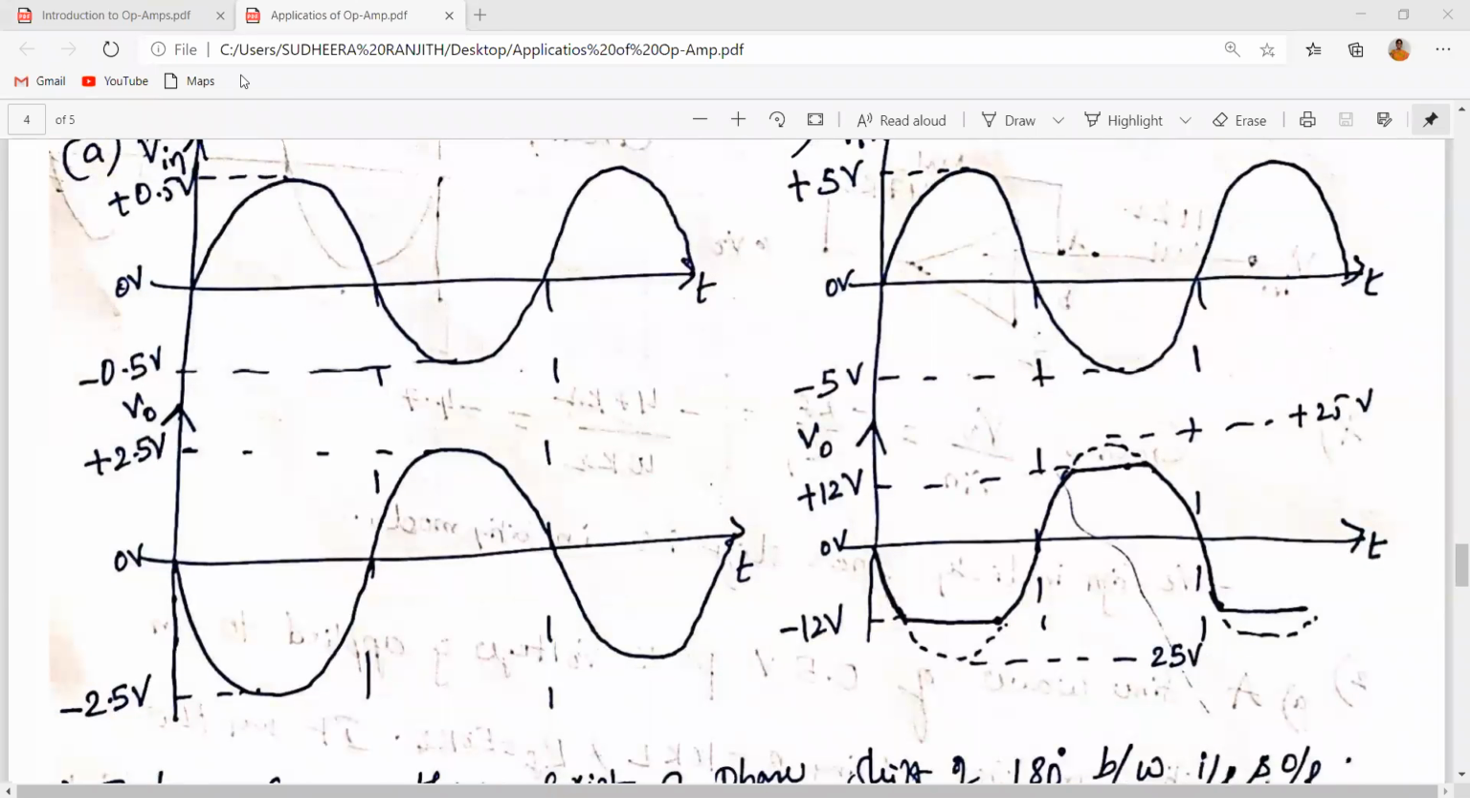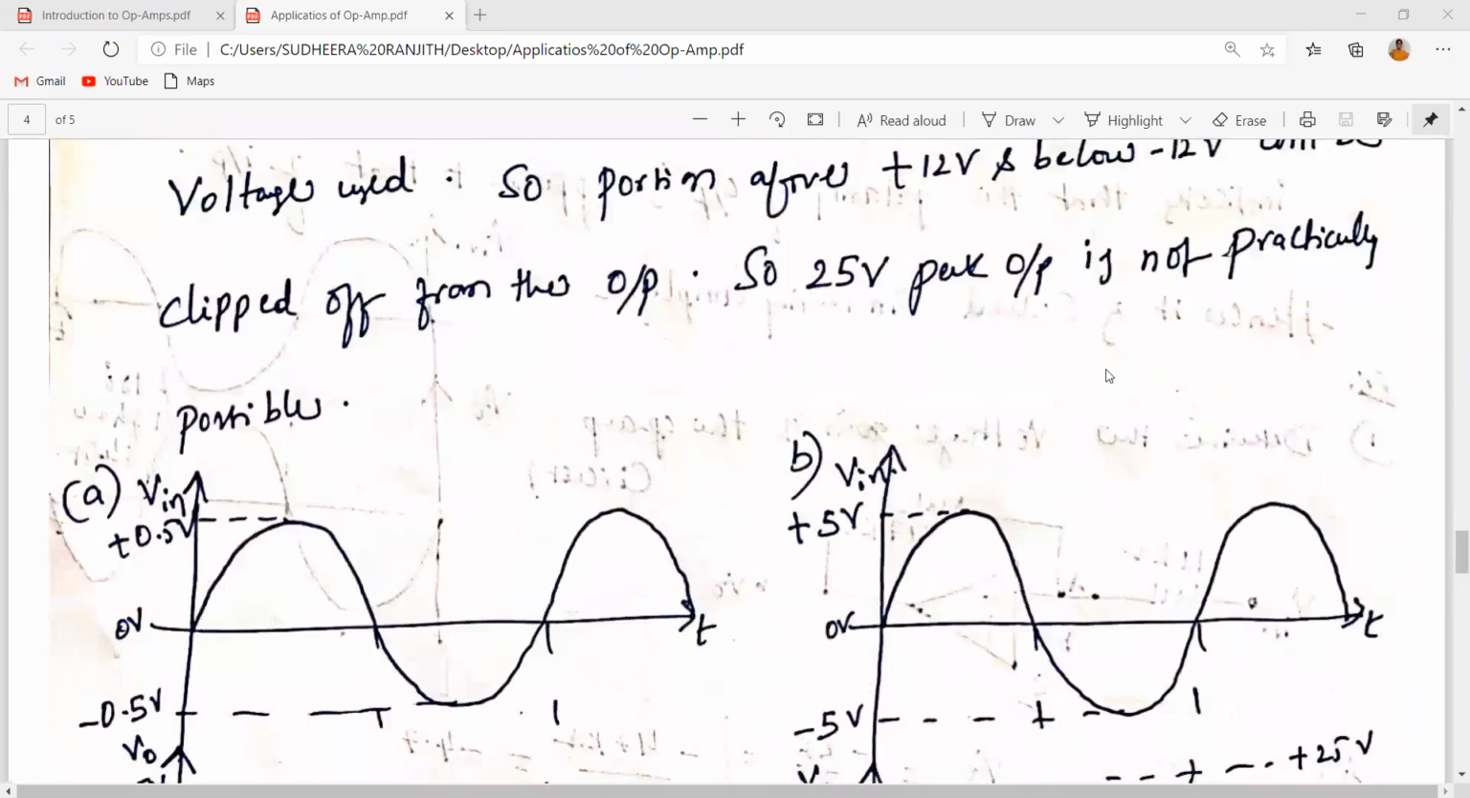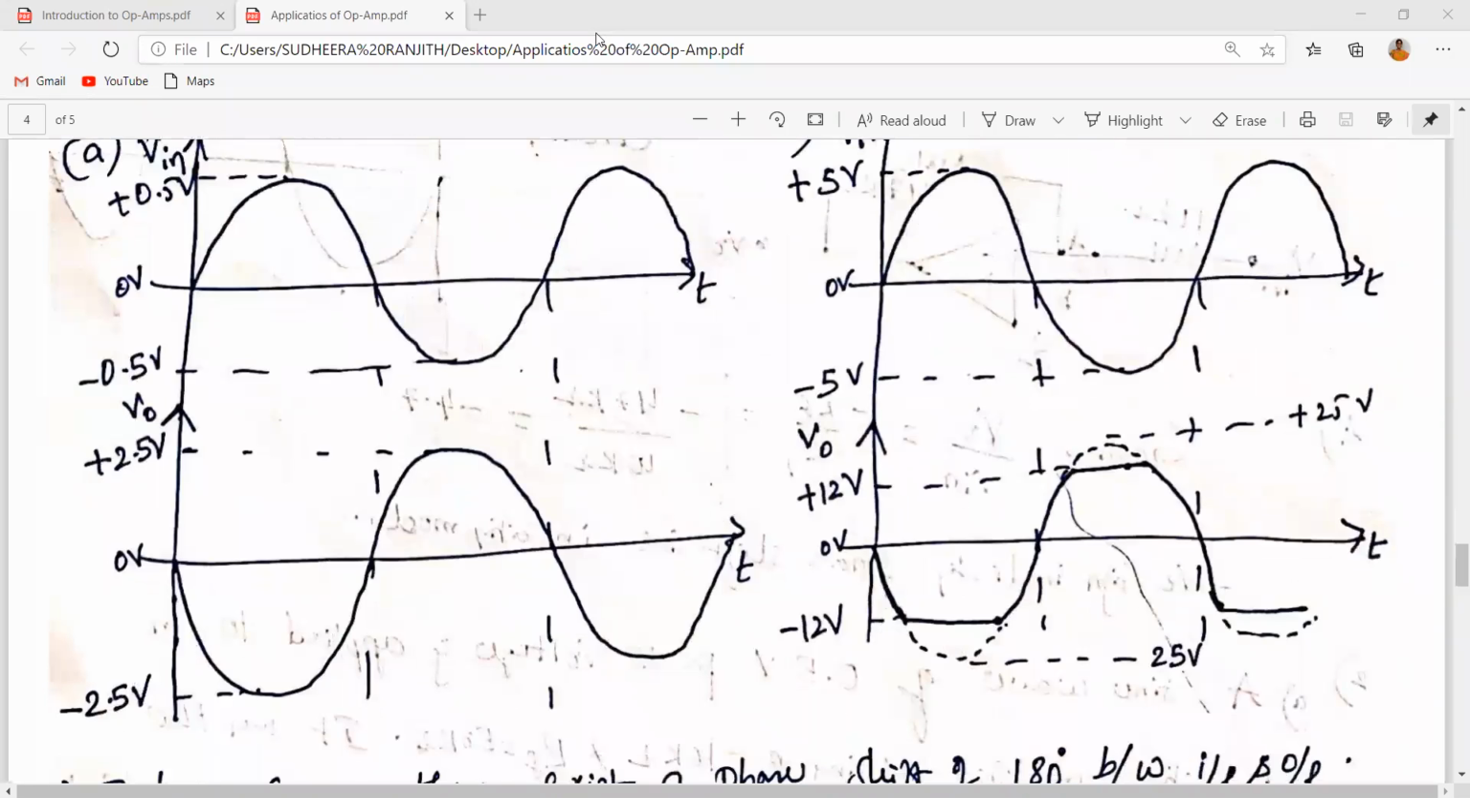That means if you observe the waveform for the second part of the problem, here the input is raised from 0.5 to 5 volts when compared to the first problem, right? Here the input is 5 volts and the peak to peak voltage is 10 volts, right? So what output did we get from the problem? 25 volts.